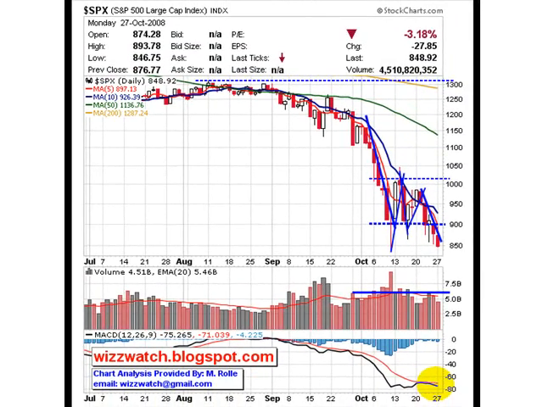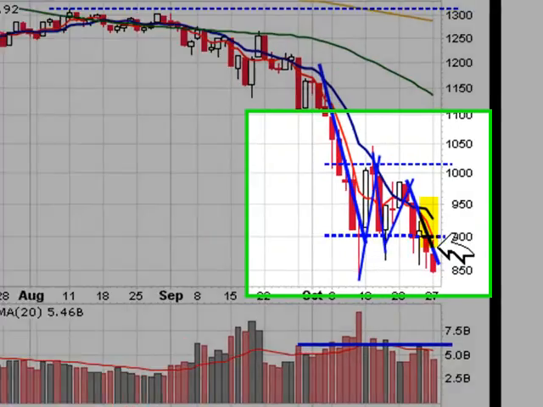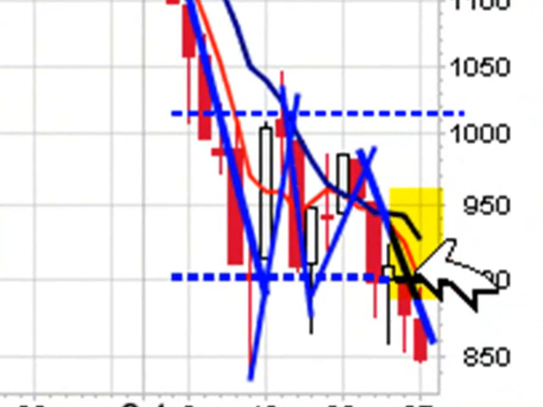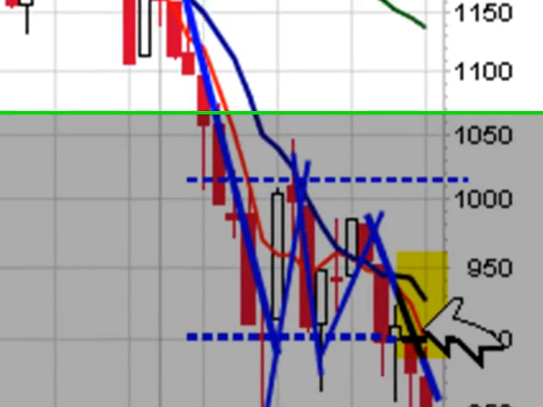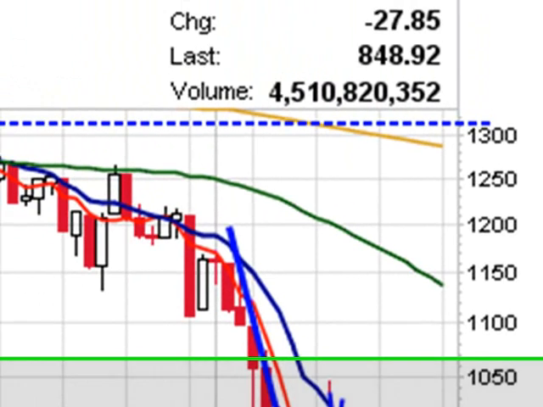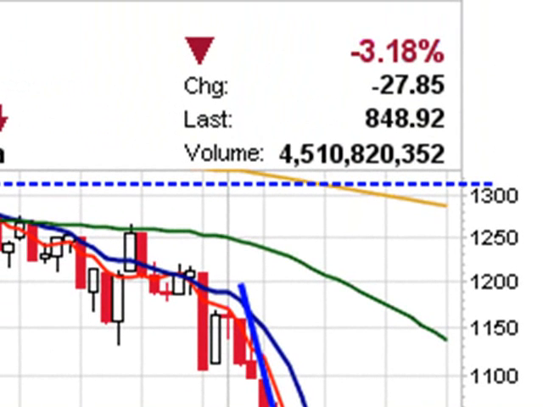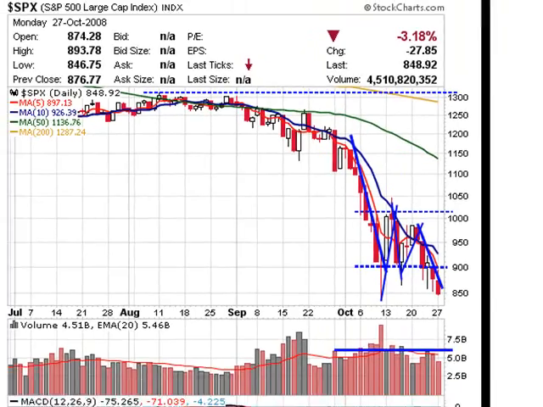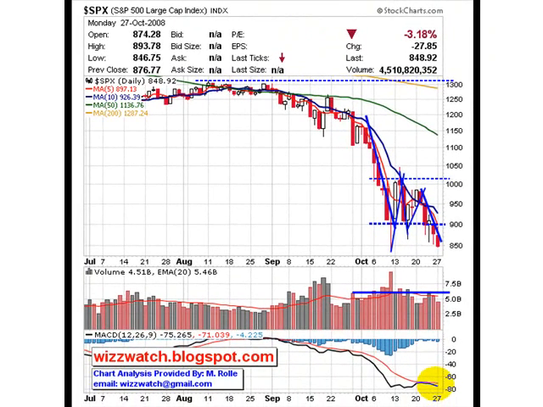Also, we have the 5 and 10-day moving average. We are currently below those as well, but we need to cross above the 5 and 10-day moving average. The 5-day moving average is currently at 897. The 10-day moving average is at 926. But to end the closing session today, the S&P 500 ended the day trading at 848, down 27.85 points or 3.18%. The S&P 500, as for the month, is down 315 points or 27.12%.